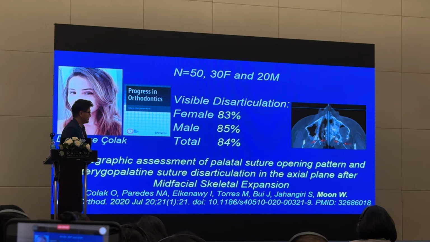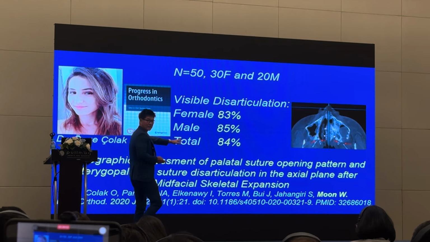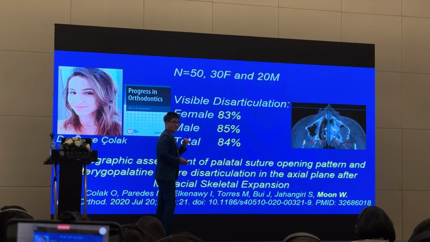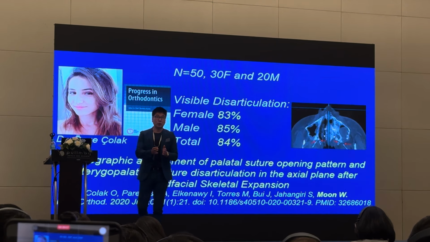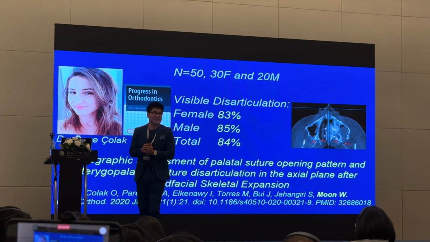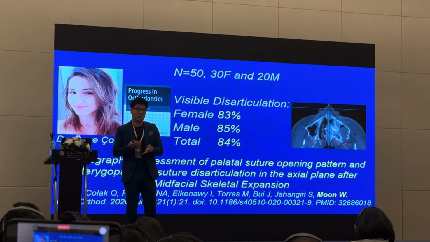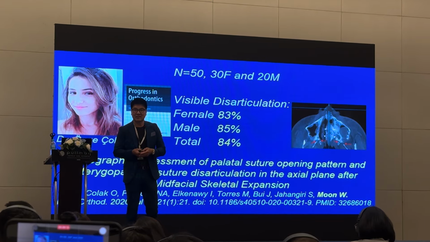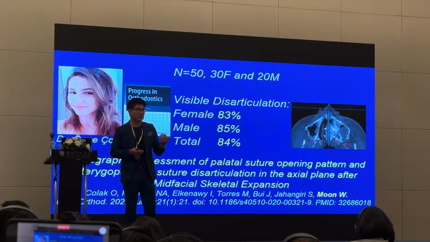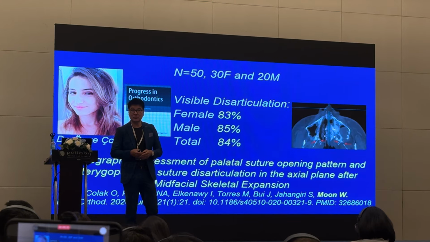But I was curious, how come it's only 84? Because the other study showed that almost always we get parallel expansion. That means almost always the Pterygopalatine suture should disarticulate. So it should not be 84, it should be closer to 100. Right? So what happened to that 16%?